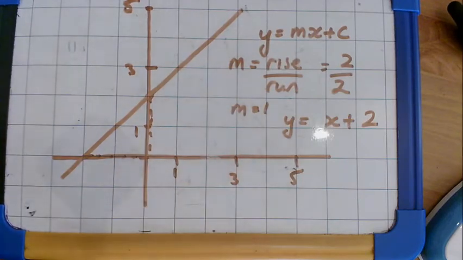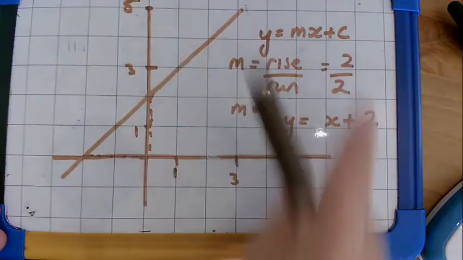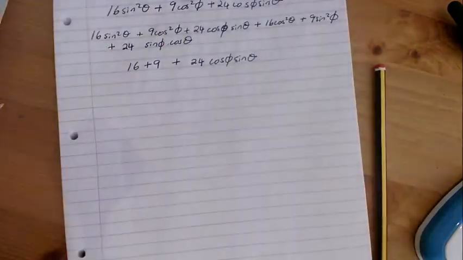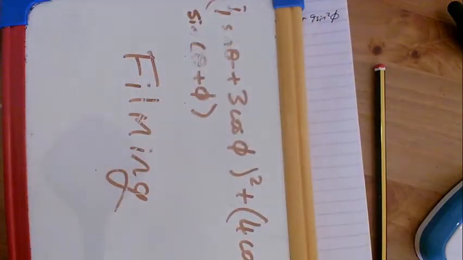Now, in Tuesday's lesson, we're going to look at how to find the equation of a line given 2 points or given the gradient and 1 point. So we're going to look at the trickier aspects, but this is the stuff that you should be comfortable with since year 8.